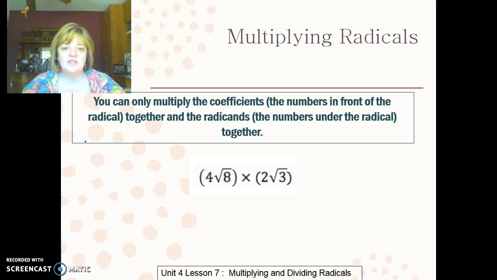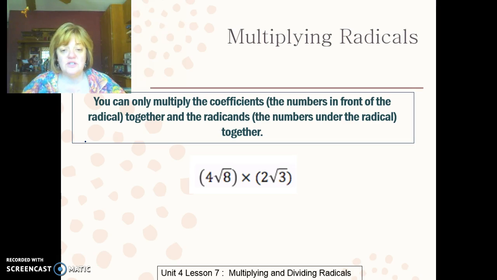So just a couple of rules I want to go over before we try out some problems. You can only multiply the coefficients. Coefficients are just the numbers in front. That's what a coefficient is. It's just a number in front of something that multiplies. In the example on the board, 4 and 2 are coefficients. And we cannot multiply coefficients times what's underneath the radical. They're different kinds of numbers.